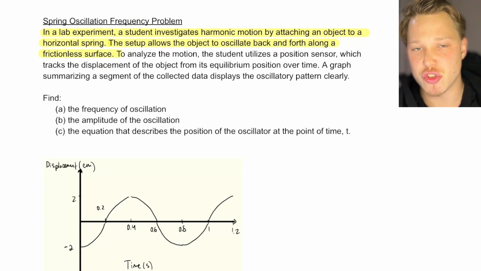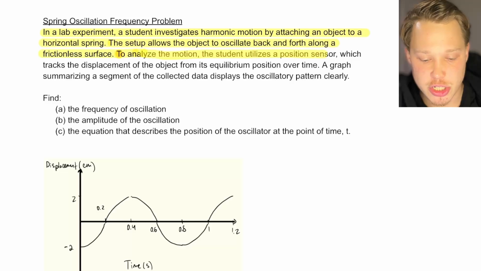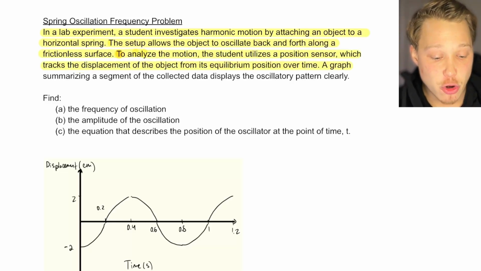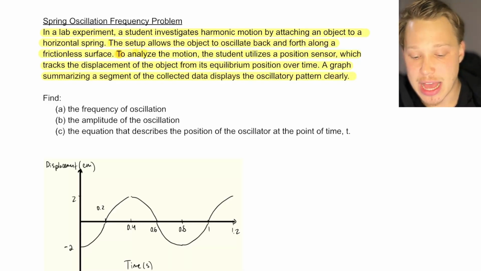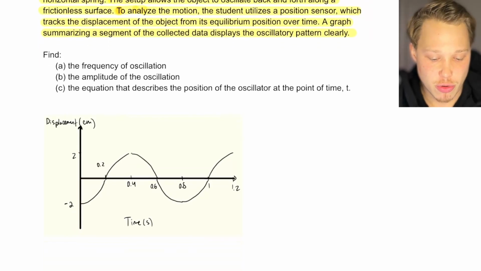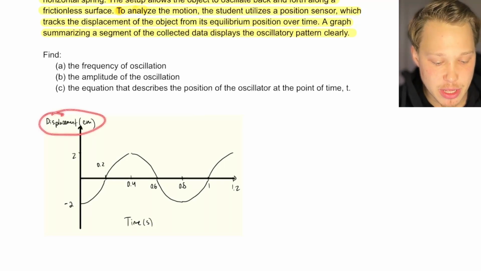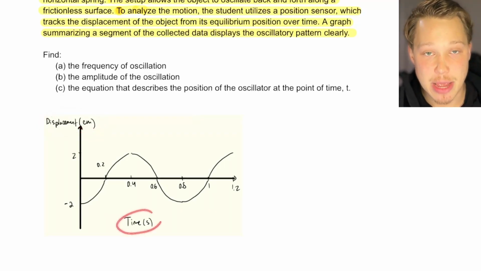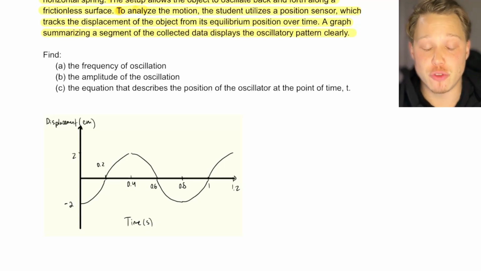All of this so far just describes a very generic example of an oscillator. To analyze the motion, the student utilized a position sensor, which tracks the displacement of the object from its equilibrium position over time. A graph summarizing a segment of the collected data displays the oscillatory pattern clearly. So essentially, here's the graph of the oscillations. So we have a graph of displacement in the units of centimeters versus time in the units of seconds. So we have to find all the quantities that we had to find before, but now instead of using an equation, we have to use a plot.